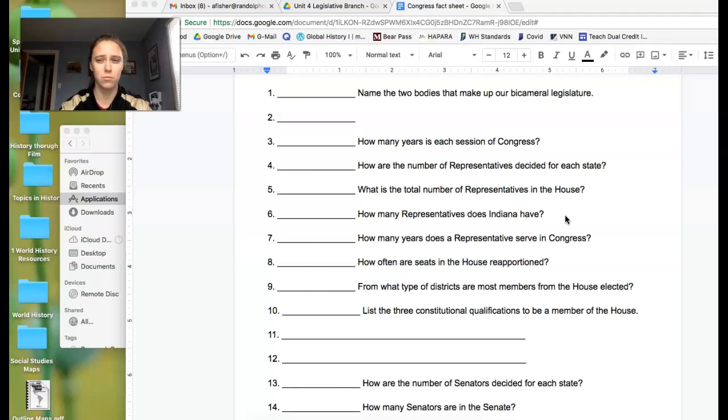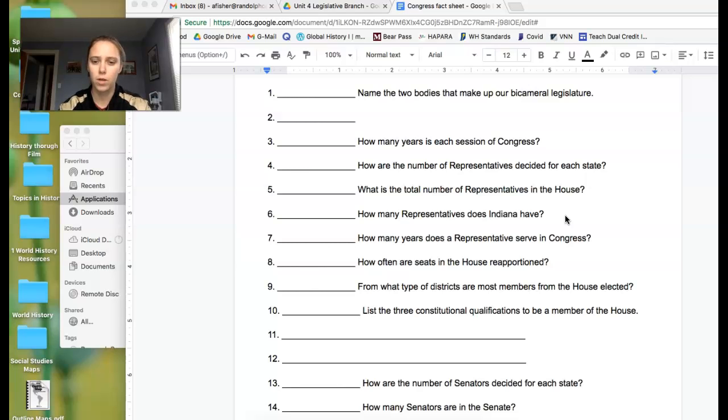Okay. 8. How often do seats in the House reappropriate? All that means is, when do we reshuffle, right? Some states grow in population, some states shrink proportionately. So how do we decide where those 435 seats go to? Every 10 years, we redecide based on the census. So that's another reason the census is oh so important, is because that's how things then get redivided up and replaced.